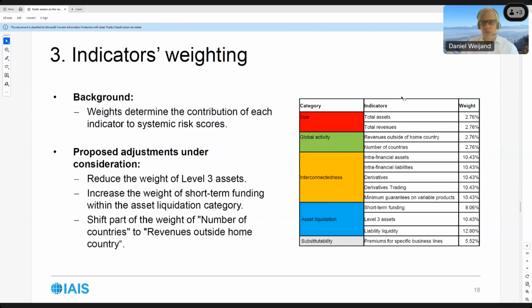All this clearly changes the indicators themselves, but we also propose to take into account some other developments by changing the indicators weighting. The weighting is used to calculate the final score out of all those indicators used. On the one hand, we propose to reduce the weight of the level 3 assets indicator, also based on the update that we're proposing for the level 3 assets. We propose to increase the weight of the short-term funding indicator instead in the asset liquidation category. And on the global activity category, we propose to shift part of the weight of number of countries to revenues outside of home country to better reflect the size of subsidiaries outside of the home country.